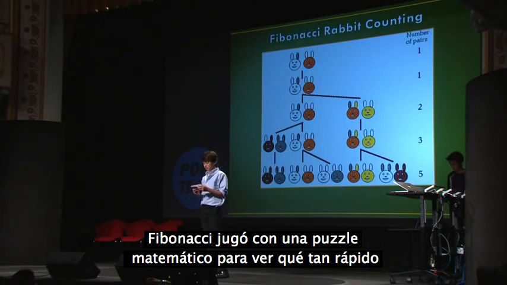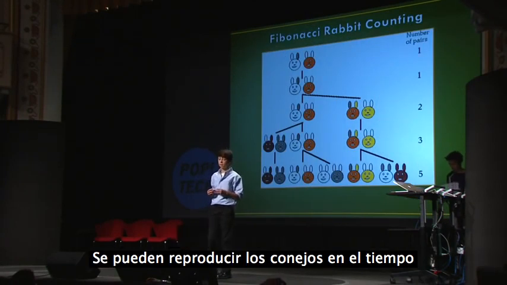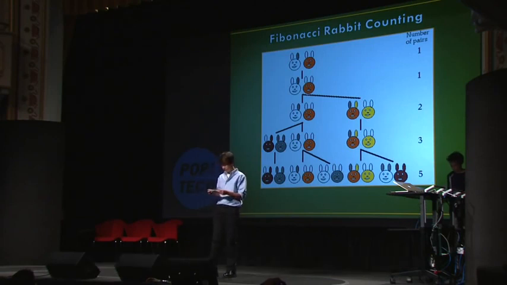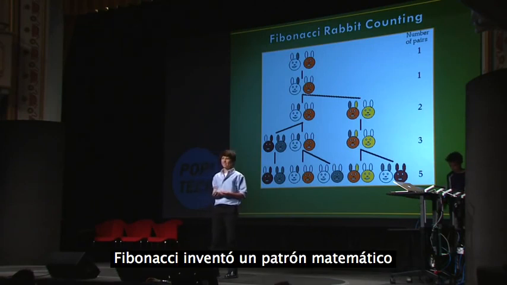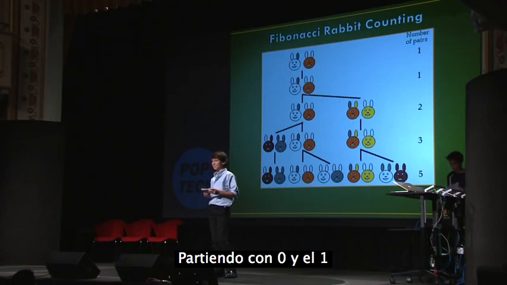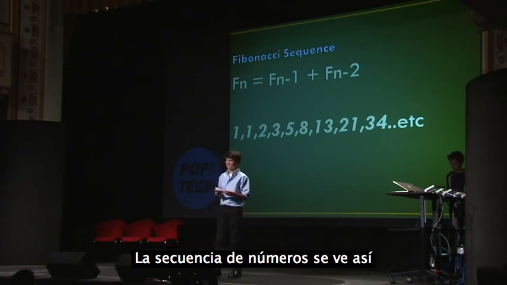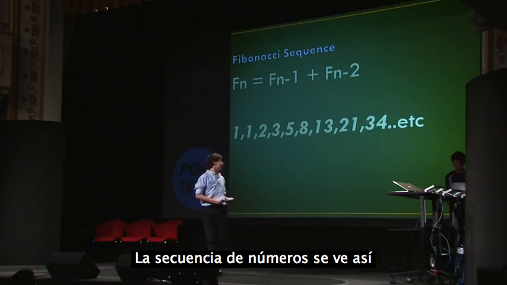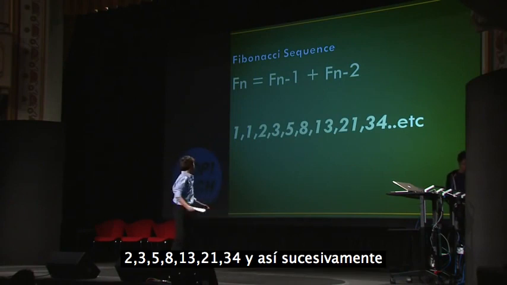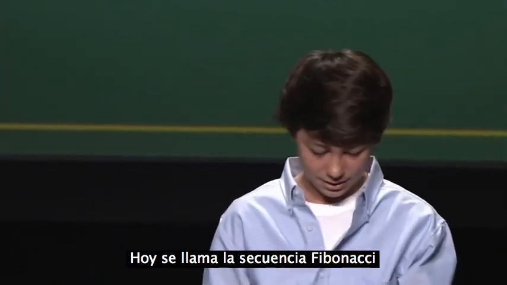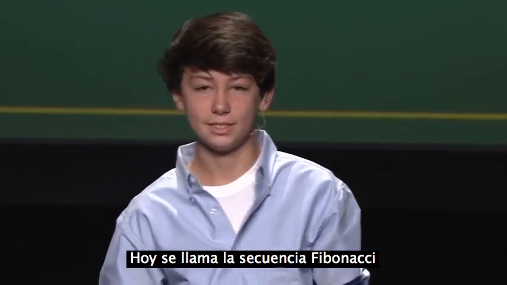Fibonacci played with a math puzzle to figure out how fast rabbits could reproduce over time. Fibonacci invented a mathematical pattern. Starting with 0 and 1, Fibonacci added two numbers in the series together, and the sum became the next number in the sequence. The number sequence looks like this: 1, 1, 2, 3, 5, 8, 13, 21, 34, and so on. Today it's called the Fibonacci sequence.